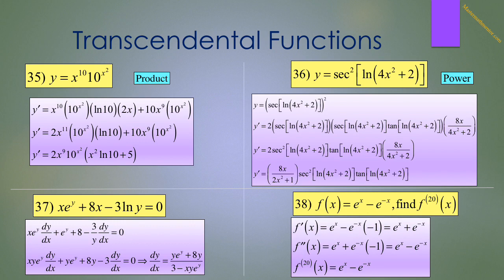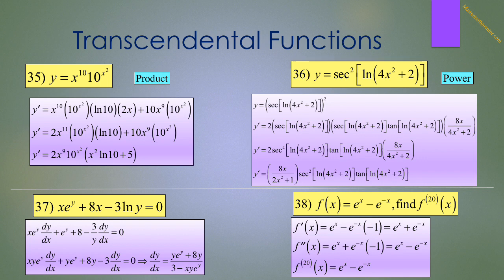38 reads f of x equals e to the x minus e to the negative x, and you're asked to find the 20th derivative of f of x. When you're asked to find the 20th derivative, you're not going to spend the time finding the first derivative and the second derivative and the third derivative, etc. There must be an easier way.